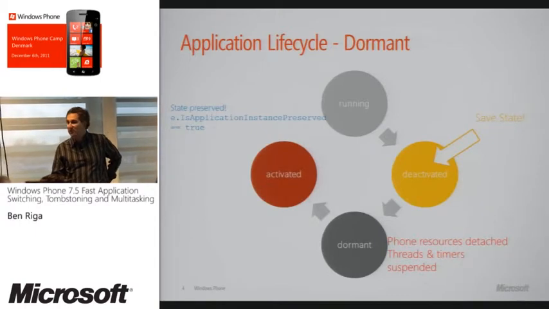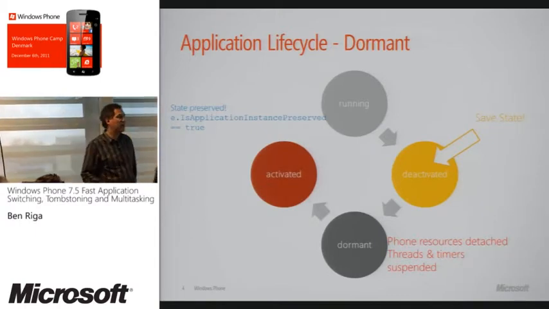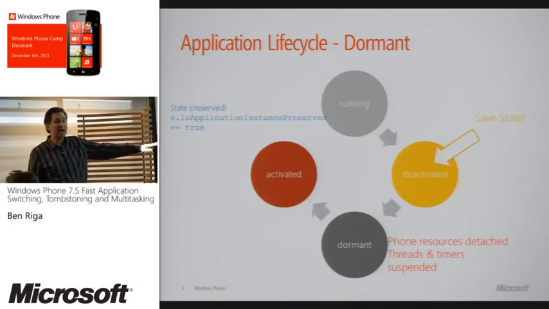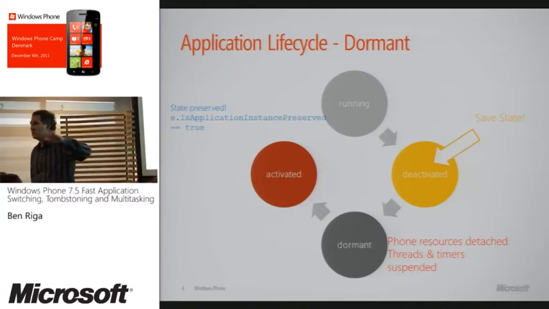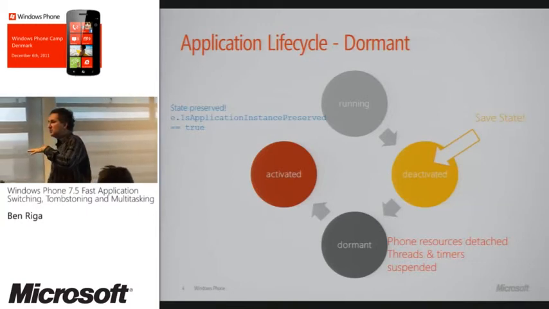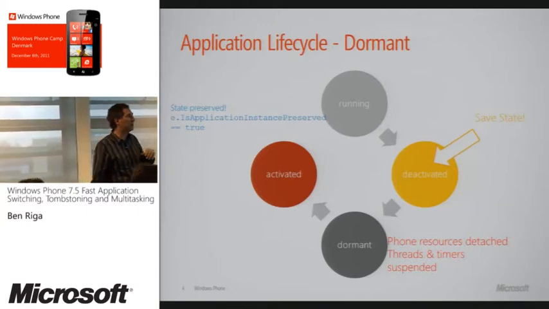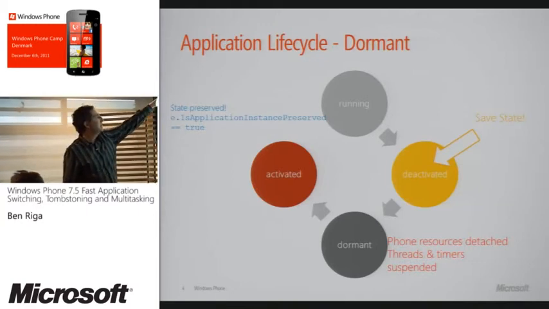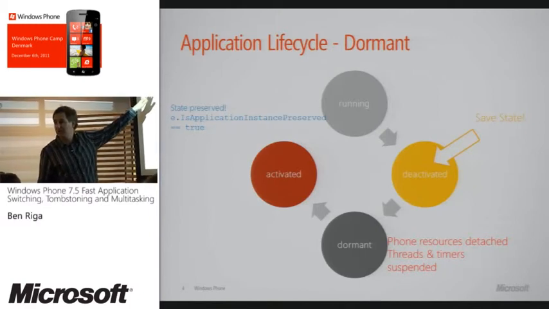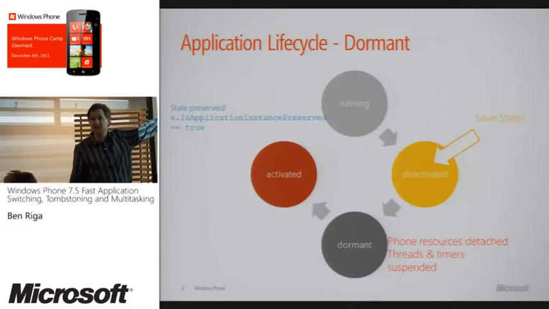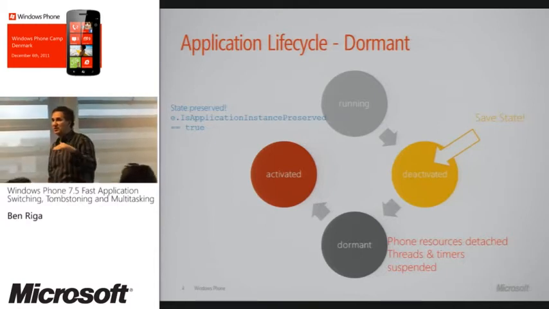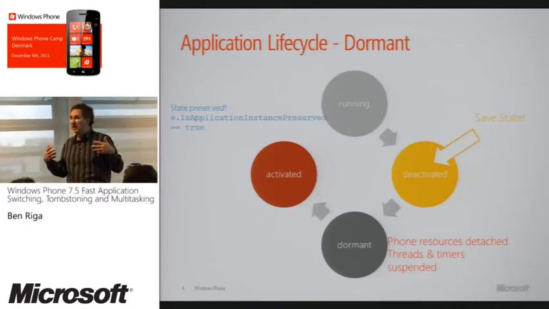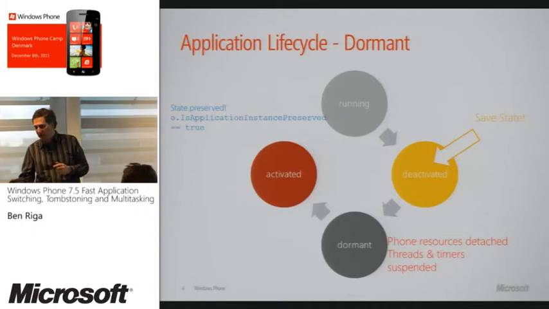So at some point, the end user hits the back button, and you now get another event, which is the activated event. And at this point, you need to know, was I dormant or was I tombstoned? And we'll talk about what the differences are in a few minutes. But the way you check that is by checking one variable. You look at your is application instance preserved. If it is preserved, that means that I was dormant, and so everything is still in memory, and so I can just continue on running.